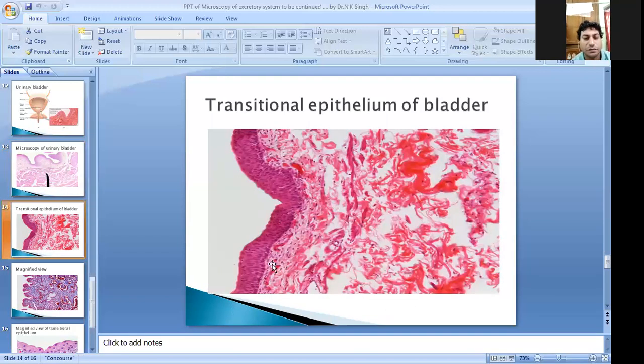Now again you see, this is the transitional epithelium. You can see here, transitional epithelium, clear cut. It has taken a good stain. We can see the nuclei also here, and you can see the apical portion. The apical portion of all of them is bulged. This is the apical portion of the transitional epithelium. The entire apical portion of the transitional epithelium is bulged.